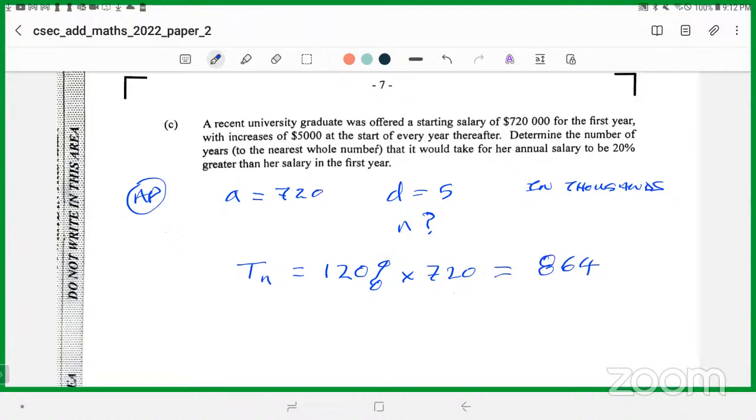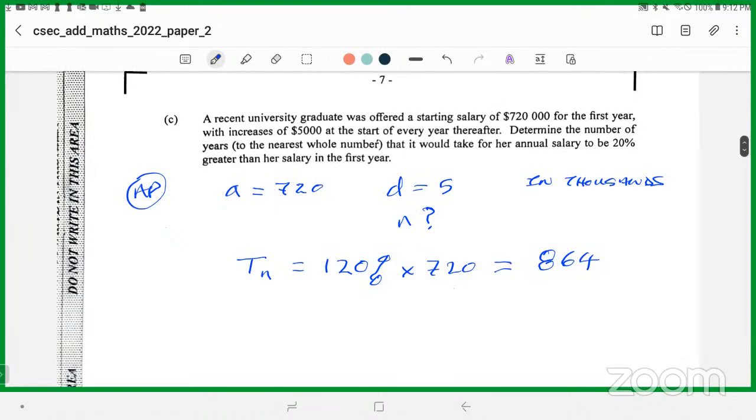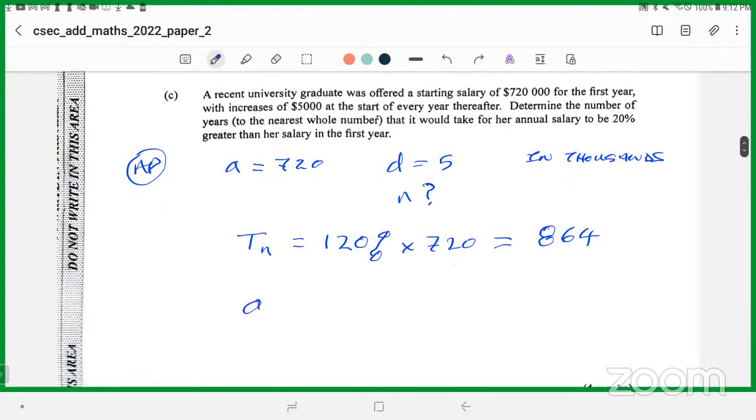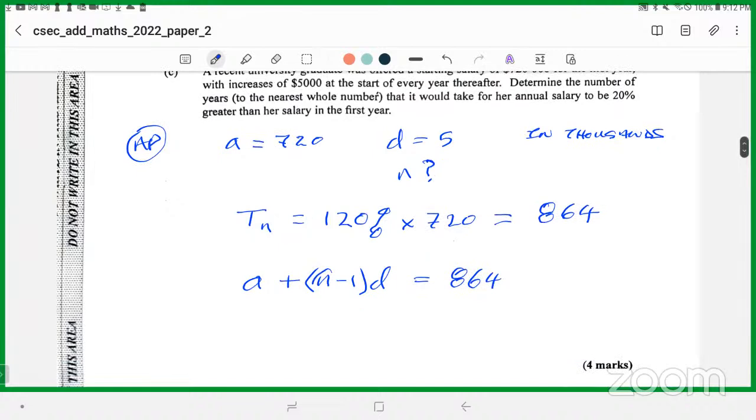864. Good. So I want to know when my nth term is equal to that. Now the nth term of an AP is A plus n minus 1 D. That's the nth term of an AP. And we're solving A plus n minus 1 D equals 864, and we're trying to find the n.